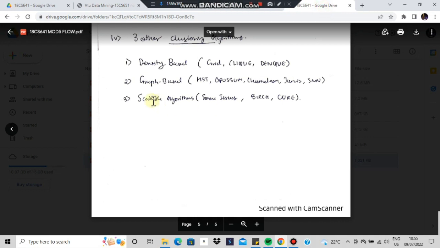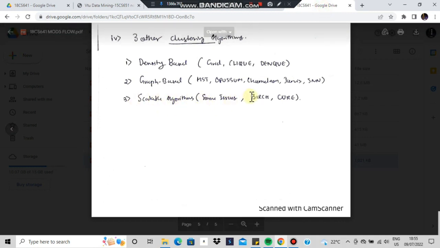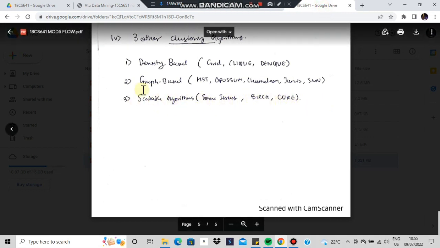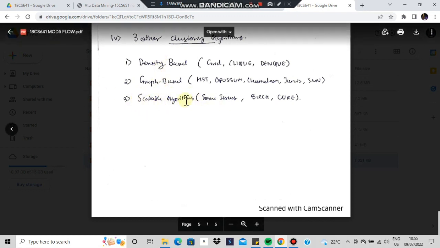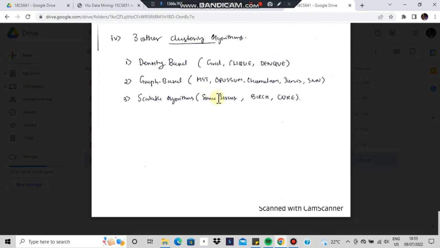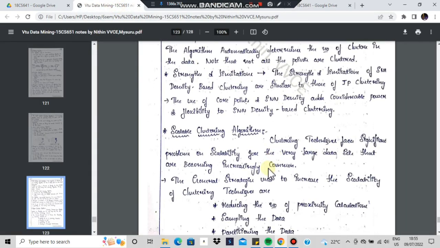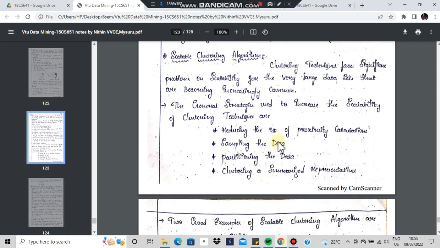Moving on to the last topic, which is scalable algorithms: some issues, BIRCH, and CURE. So these topics. Scalable algorithms, don't ignore them. Among these three, this is the most important. There are some issues which we'll be discussing, and then we have two algorithms, BIRCH and CURE. So let's see what the issues are.